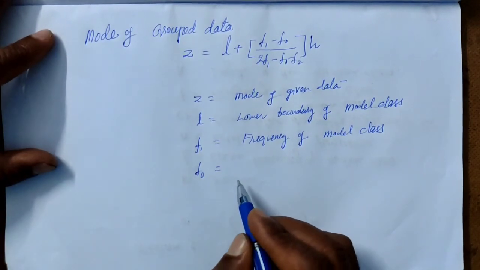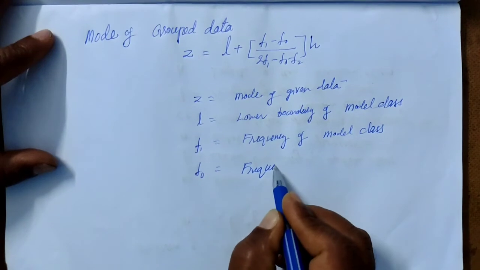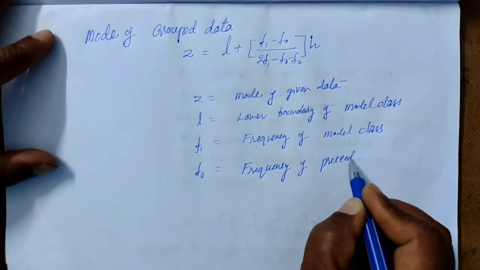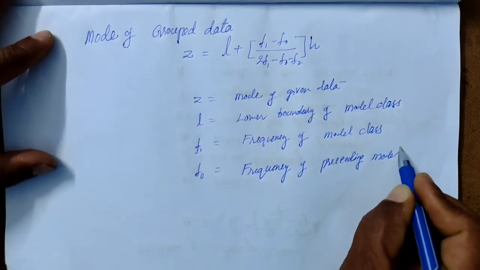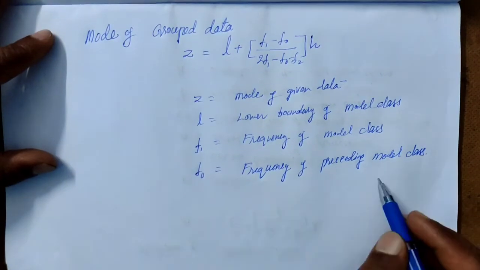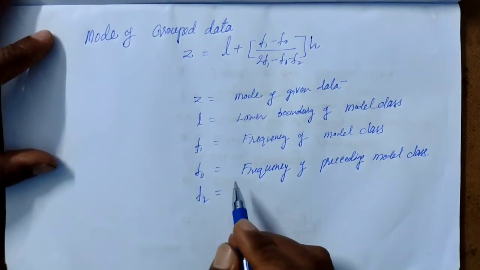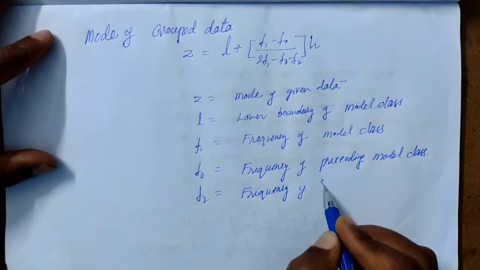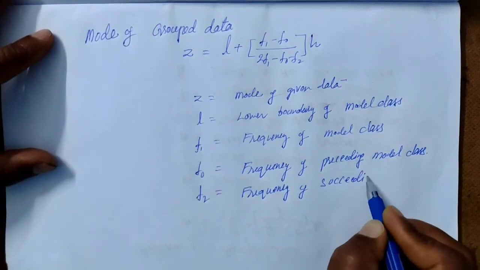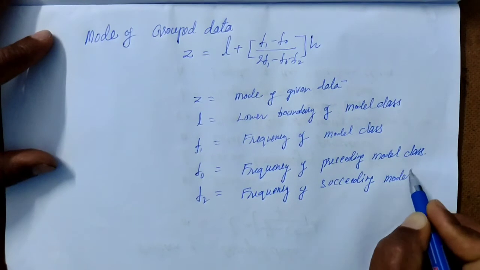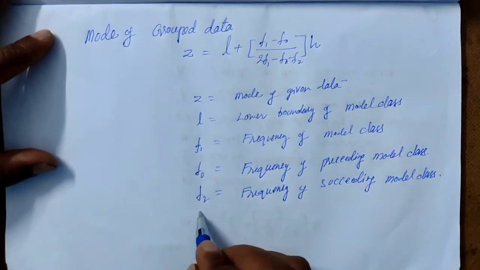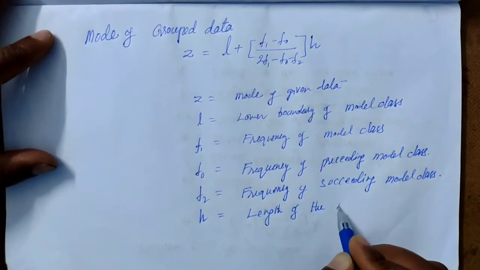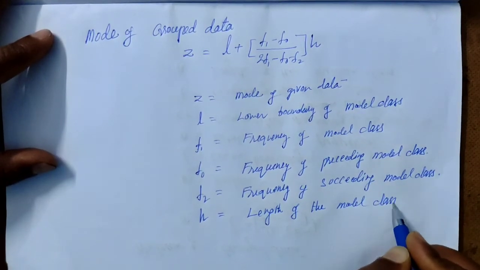F0 is the frequency of the class preceding the modal class, F2 is the frequency of the class succeeding the modal class, and H is the length of the modal class.